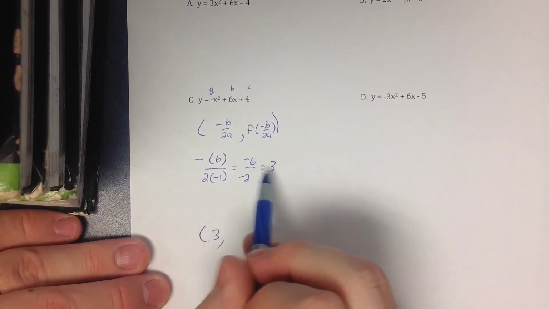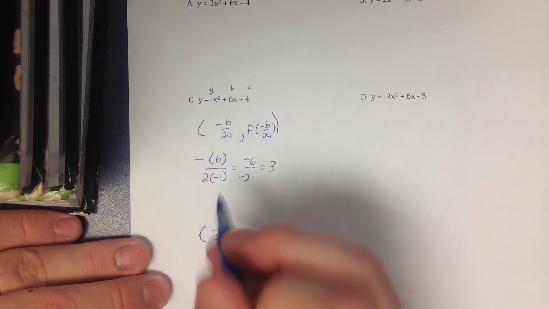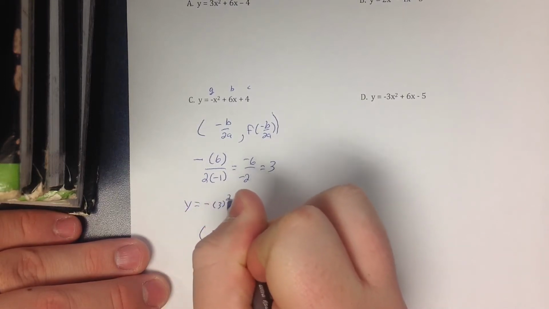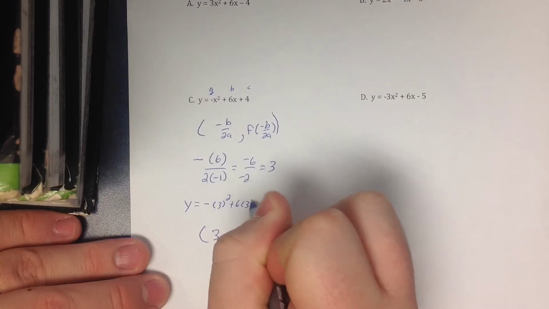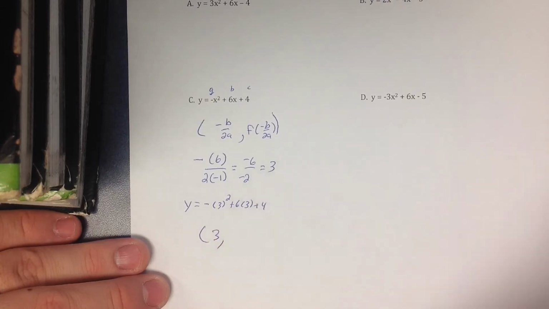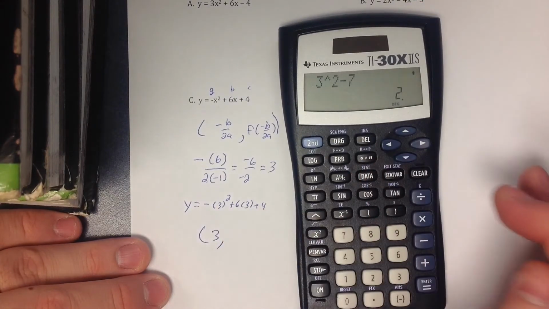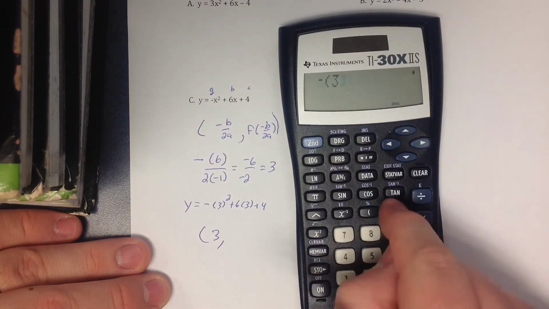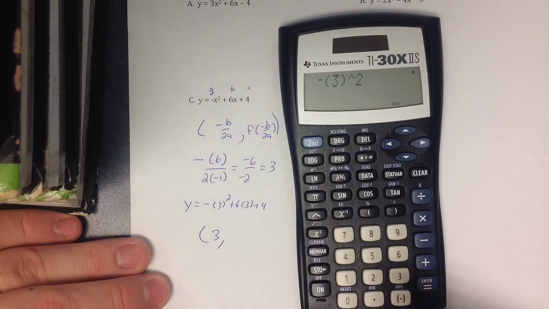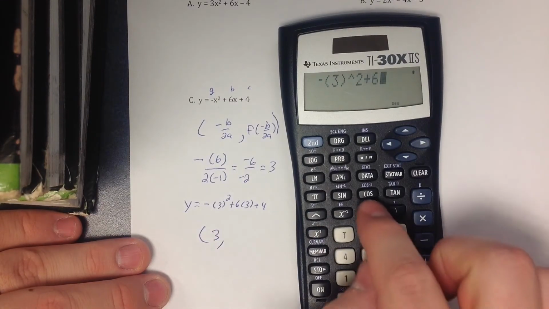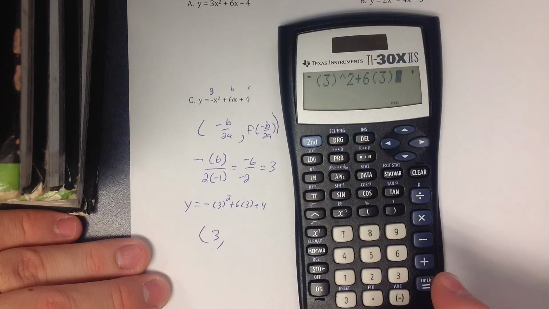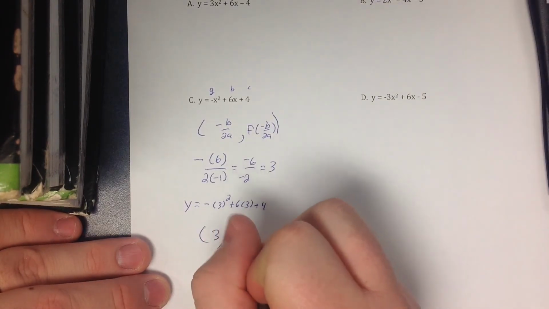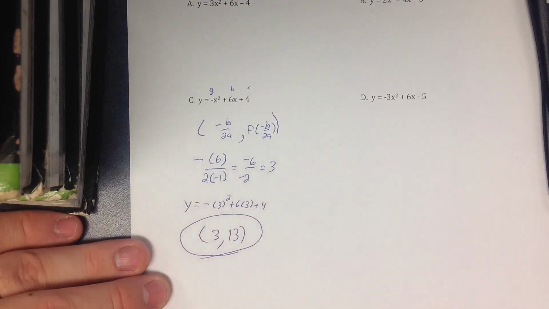The y-coordinate we're going to get by plugging in 3 for the x's. So it'd be y equals negative 3 in parentheses squared plus 6 times 3 plus 4. And again, when you enter that in a calculator, enter it exactly how it is. So negative parentheses 3 parentheses to the second plus 6 parentheses 3 plus 4. So you get 13. So that means the vertex would be 3, 13.